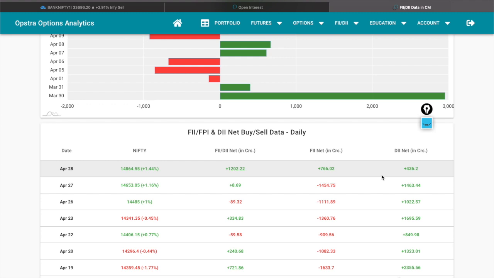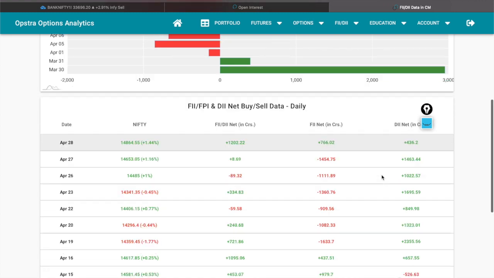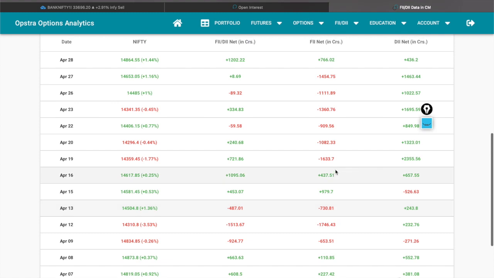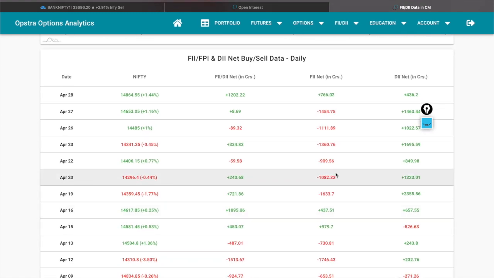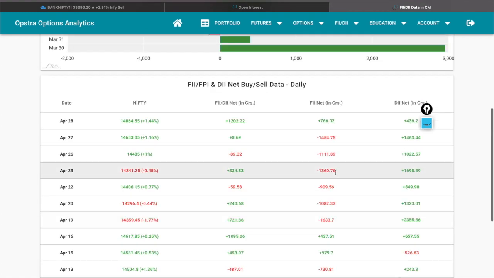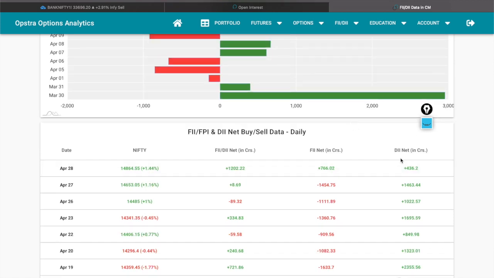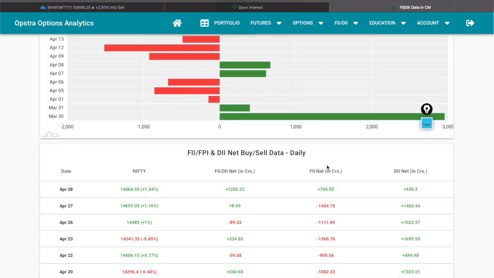Similarly, if the FIIs are selling continuously, you would understand that for a short period of time the market would fall. So that's what happened in the previous few months, March and April. But now you see the DIIs started buying, and similarly the FIIs are also on the same page.